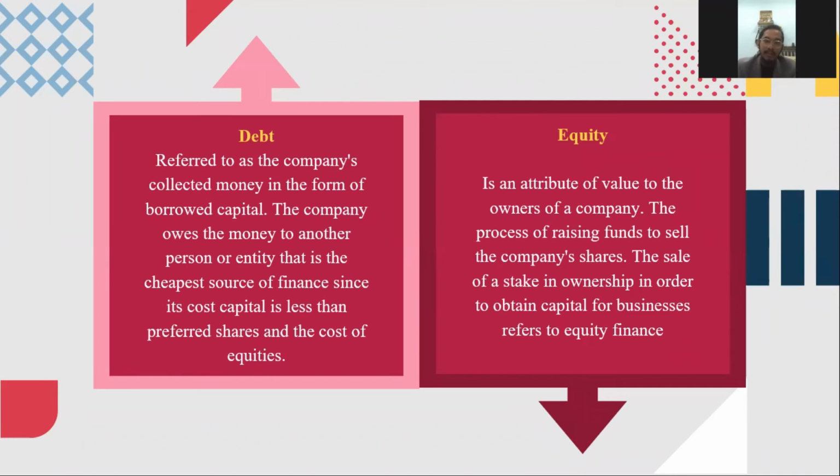Okay, so what is debt? Debt refers to the company's collected money in the form of borrowed capital. The company owes the money to another person or entity. It is a cheaper source of finance since its cost of capital is less than preferred shares at the cost of equity. Equity is an attribute of value to the owner of the company. It is the process of raising funds by selling company shares. The sale of a stake in ownership in order to obtain capital for business is referred to as equity finance.